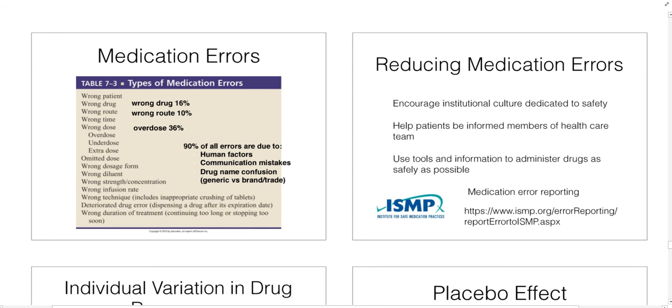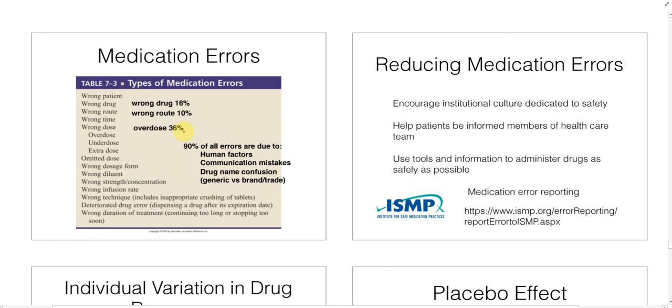So 90% of all drug errors or medication errors are due to human factors, communication mistakes, drug name confusion between the generic or the brand and trade name. That happens a lot. And there are now, thankfully, a lot of different types of safety nets that are created, especially through technology to help reduce the chances of these human errors.